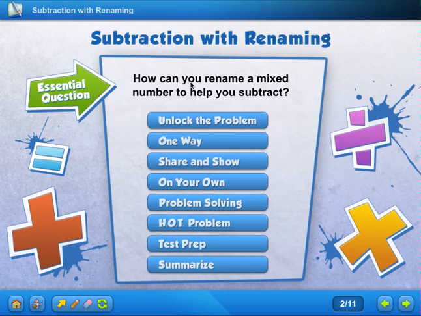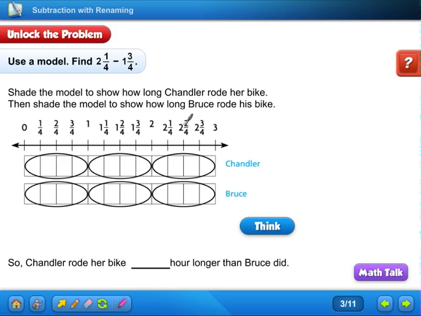How can you rename a mixed number to help you subtract? Let's see how they're going to want us to do this. We're going to start with unlocking the problem. Let's pull out the problem.